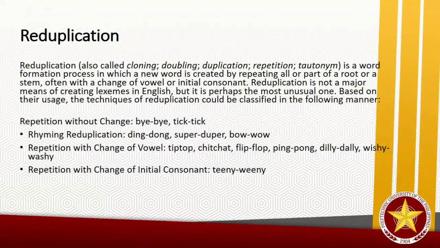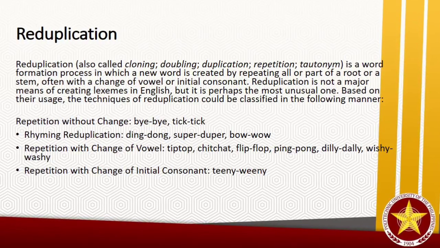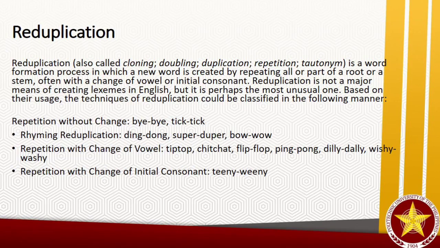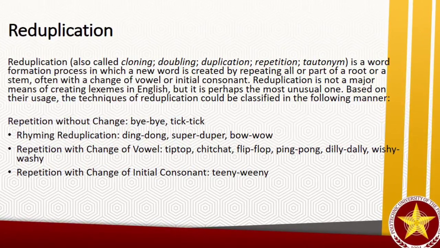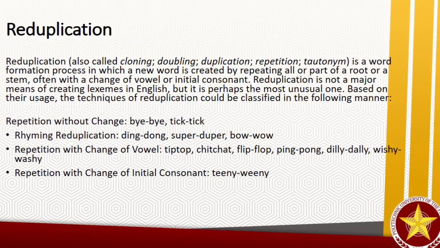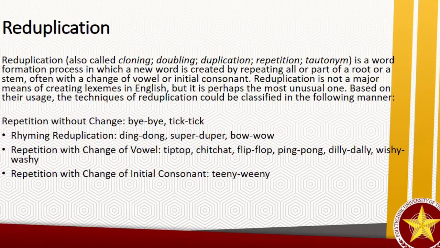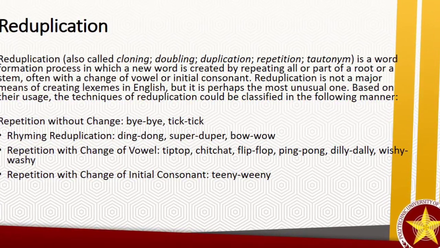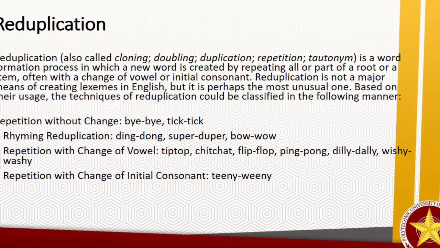Reduplication, also called cloning, doubling, duplication, repetition, tautonym, is a word formation process in which a new word is created by repeating all or part of a root or a stem, often with a change of vowel or initial consonant. Reduplication is not a major means of creating lexemes in English, but it is perhaps the most unusual one. Based on their usage, the techniques of reduplication could be classified in the following manner.